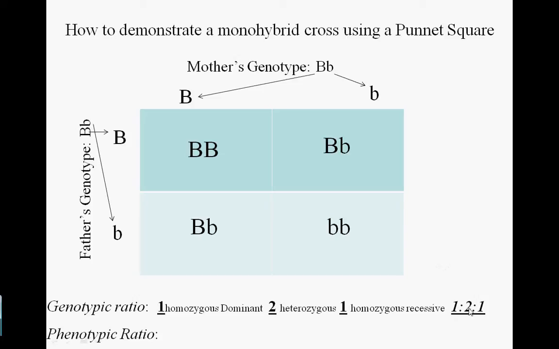1 plus 2 is 3. 3 plus 1 is 4. You have 4 offspring right here. We've accounted for all genotypes. One homozygous dominant, two heterozygous, 1 homozygous recessive.